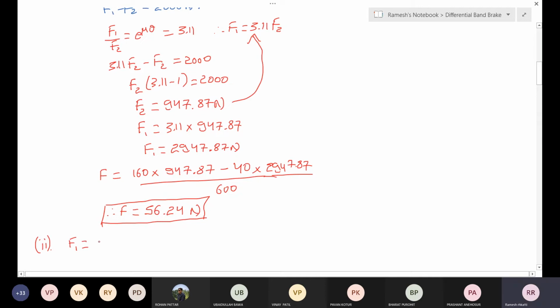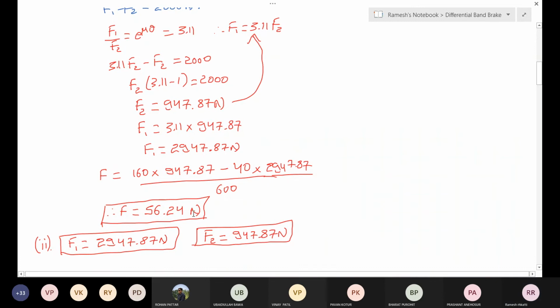Therefore, you have already calculated the value F1. It is 2947.87 Newton. I have already calculated that. And one more is F2, the tension in the slack side. It is 947.87 Newton.